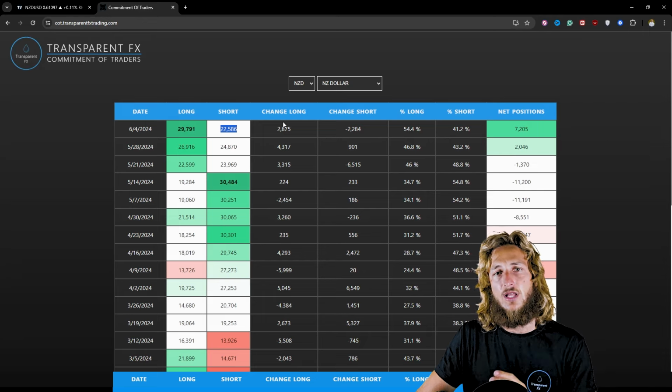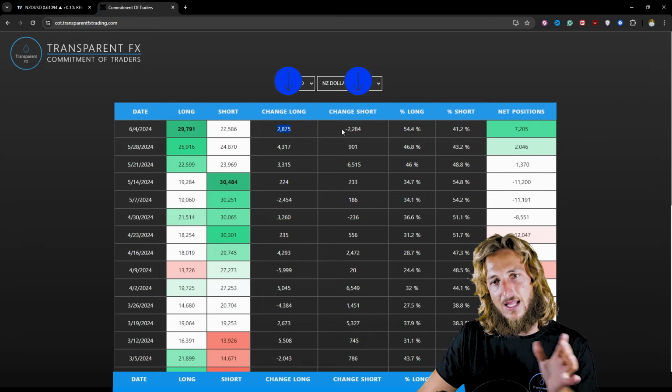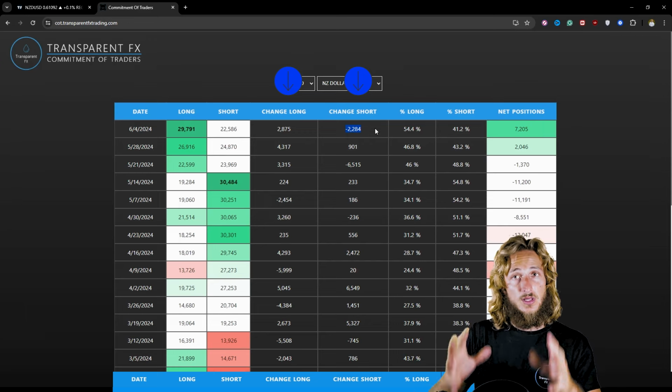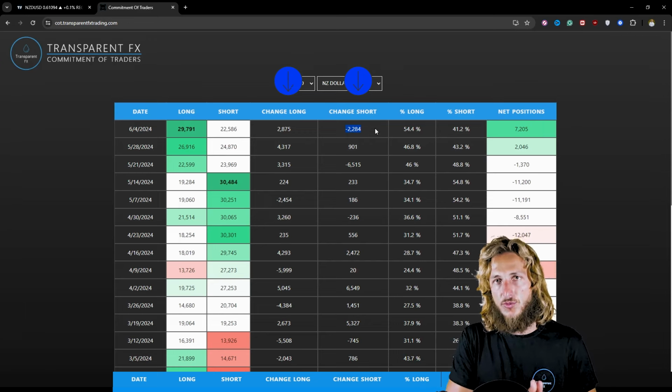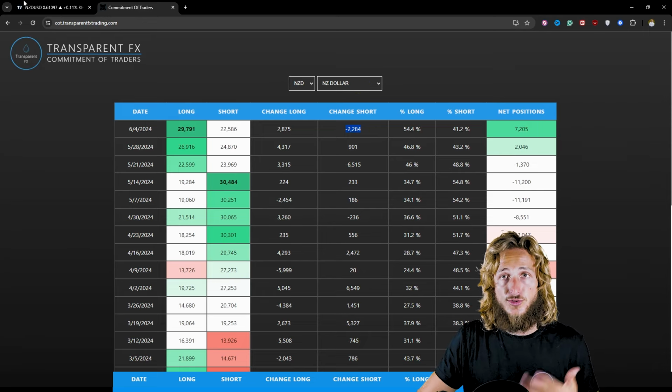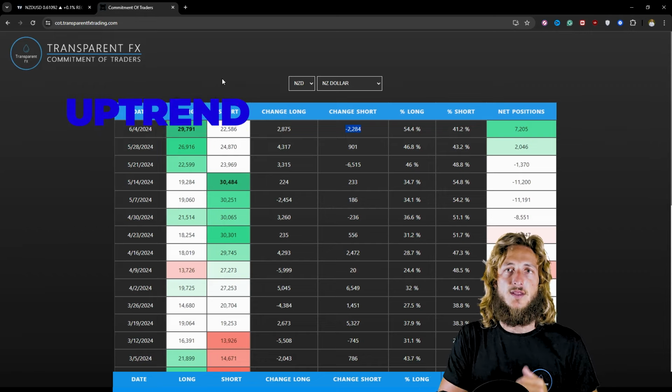And with the last report alone, institutions have added 2.88k longs and closed 2.2k shorts. So clearly, institutions are positioning themselves to the bullish side for NZDUSD. And clearly, also the trend, as we have just identified on the weekly time frame, has shifted back to bullish. So let's keep that in mind and move back to the chart.